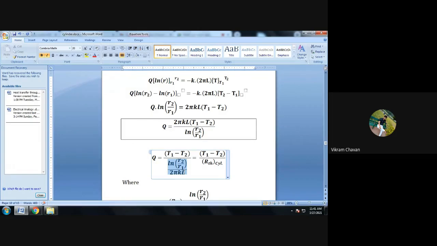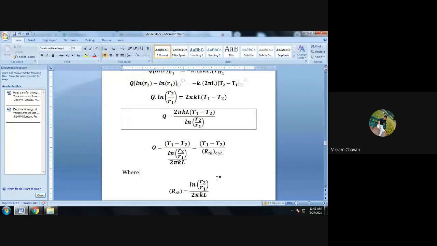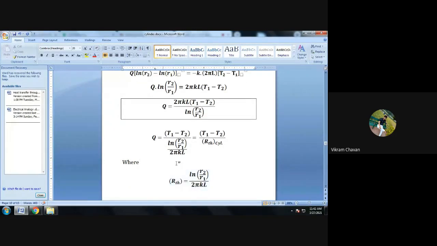Instead of that, we can give the nomenclature for this particular term as thermal resistance of cylinder, that is RTH cylinder. Where you can write RTH is equal to ln of R2 divided by R1 divided by 2 pi kl, which is nothing but the thermal resistance for cylinder. Getting everyone? Please let me know whether you understood all the points or not, or should I repeat the things?